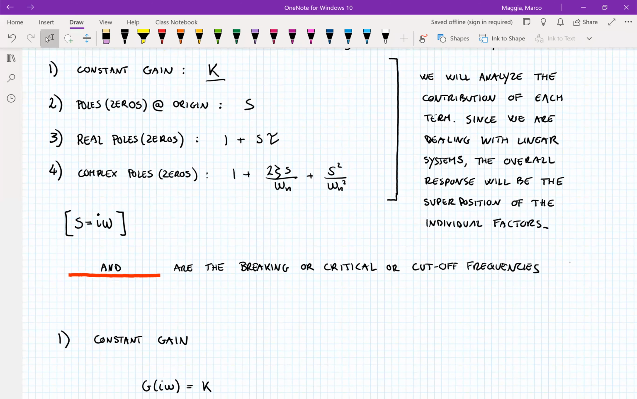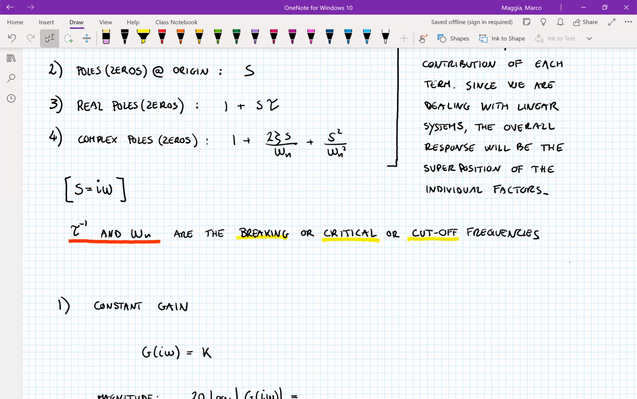Here it is, what I was talking about. So tau to the minus 1 and omega n are known as the breaking or critical, that's the term that I had forgotten, so breaking or critical or cutoff frequencies. So if I'm asking you what is the critical frequency associated with this real pole, then you have to write down the factor in terms of 1 plus s tau, and tau has the same units of time, so tau to the minus 1 has the same units of frequency.